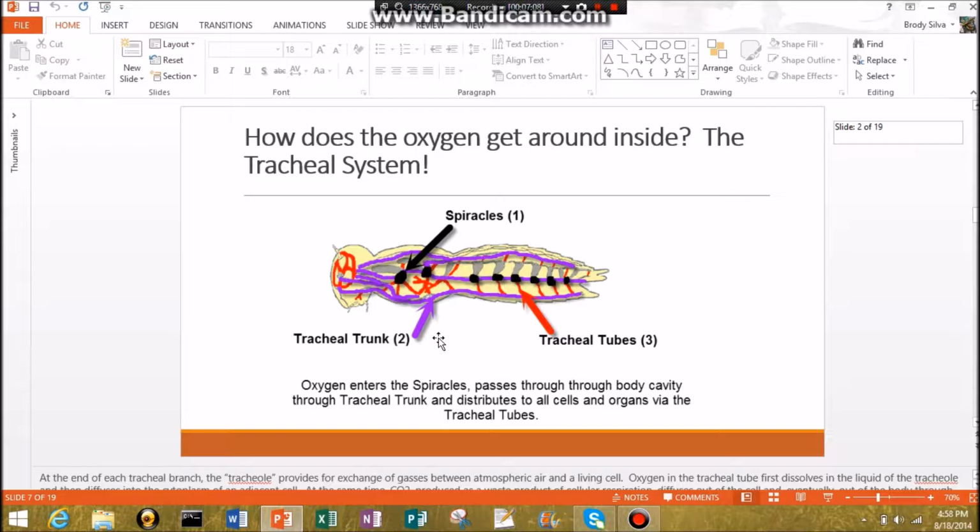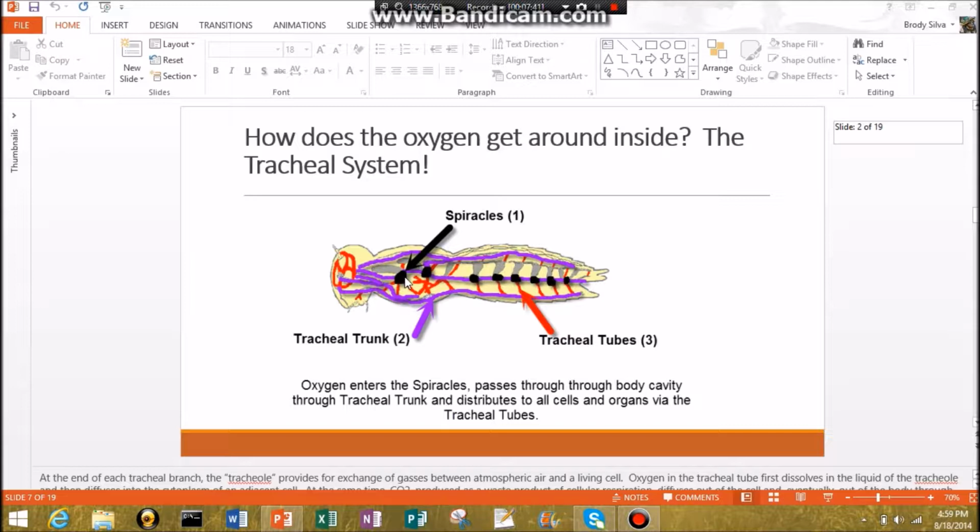So what happens is spiracles, which are holes in the side of the insect's body, are generally in the thorax and abdomen, not a lot in the head probably. Oxygen enters the spiracle, passes through the body cavity, through the tracheal trunk, and distributes to all cells and organs via tracheal tubes. So to dumb it down, pretty much, oxygen enters through the spiracle.